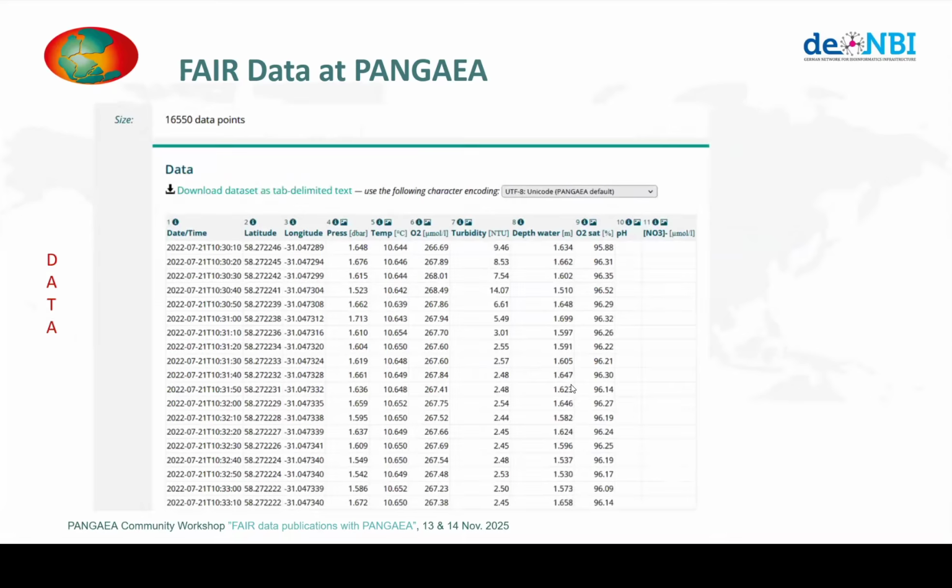If you scroll even further down the website, here you can see an example of the data set. So this is an example for tabular data, which is what we focus on in PANGAEA, but we also have binary files. And you can open this data table in HTML view, or you can also download it as a tab delimited text file together with the metadata.